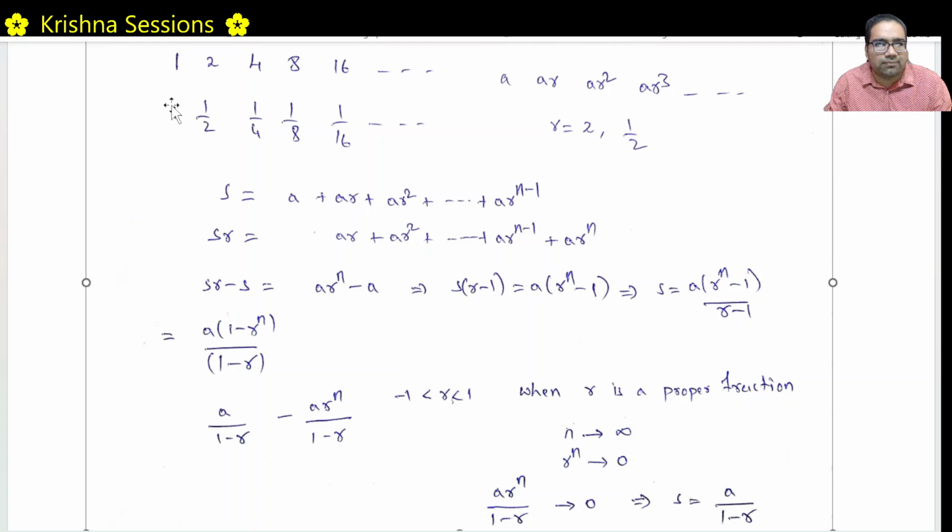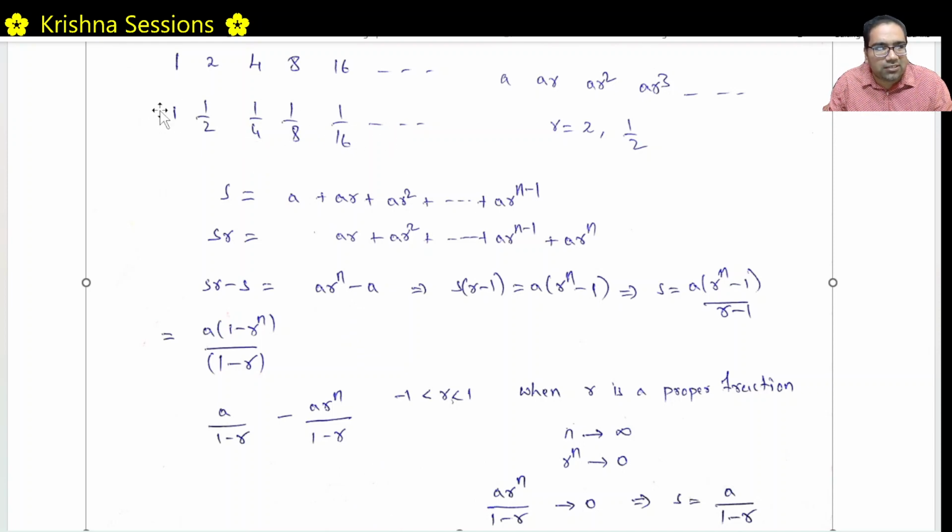For example, this one. Infinite series where r is less than 1, or r is actually between minus 1 and 1. Here in this case half, r is between minus 1 and 1. So the sum of this series 1, half, 1 by 4, 1 by 8 is 1 by 1 minus r, which is 1 by 1 minus half, which is 1 by 1 by 2, which is equal to 2. The sum of this series is equal to 2.